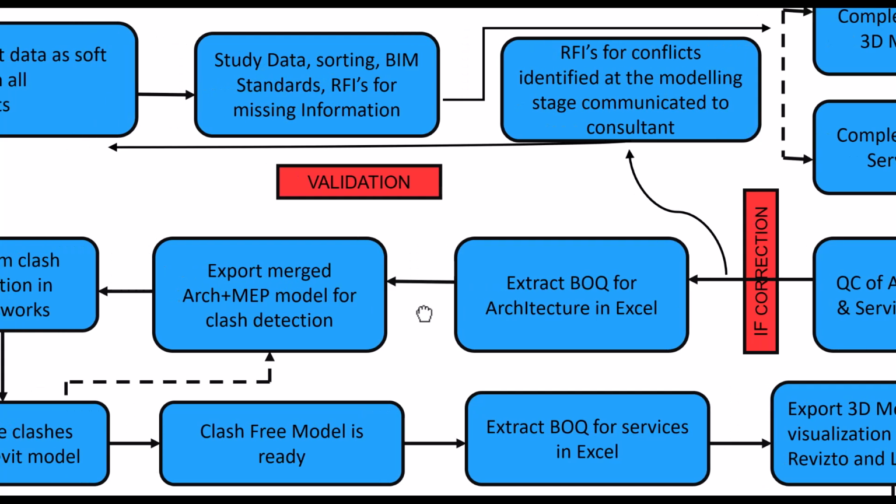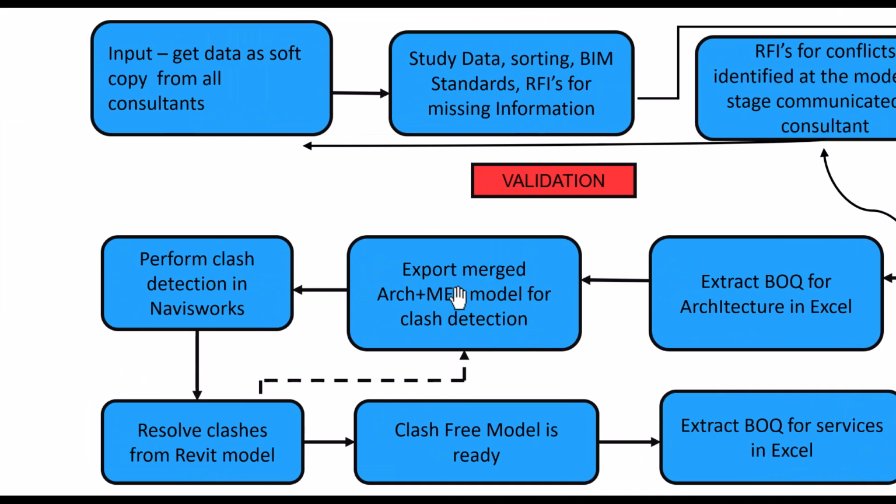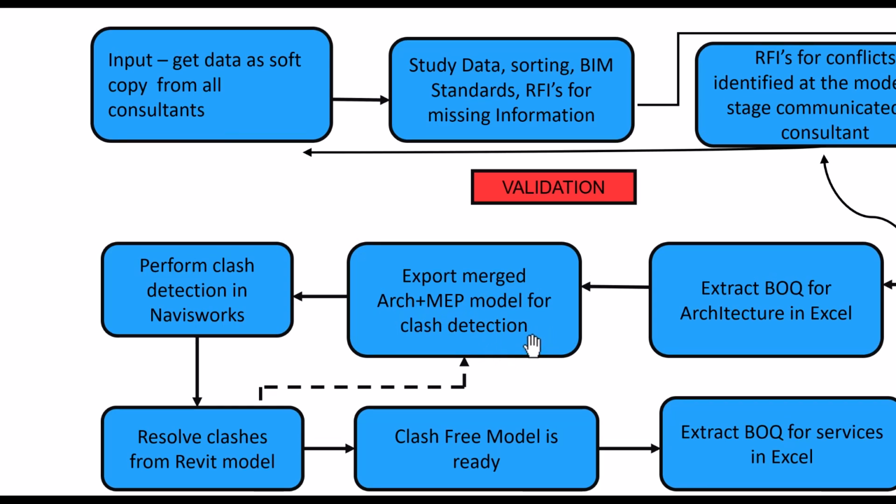Most of the industry people work with Excel, and on the site also it will be more convenient for people to share the Excel file or a PDF file for the BOQ, that is, the bill of quantities. So once you extract the bill of quantities, you will export the merged model, architecture, structure and MEP, for the purpose of clash detection, right?